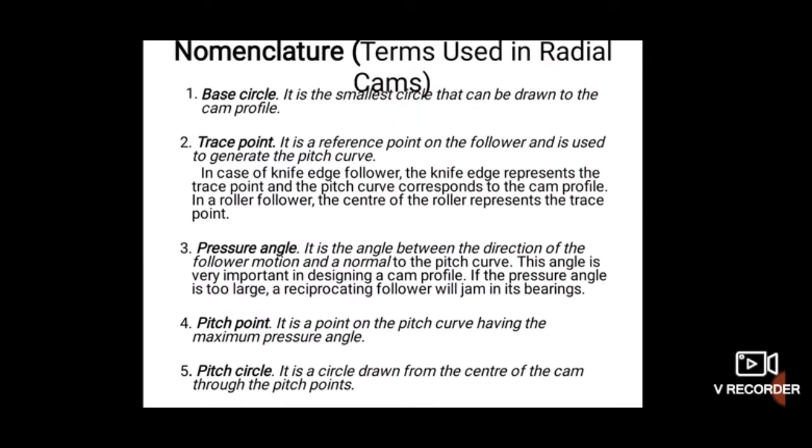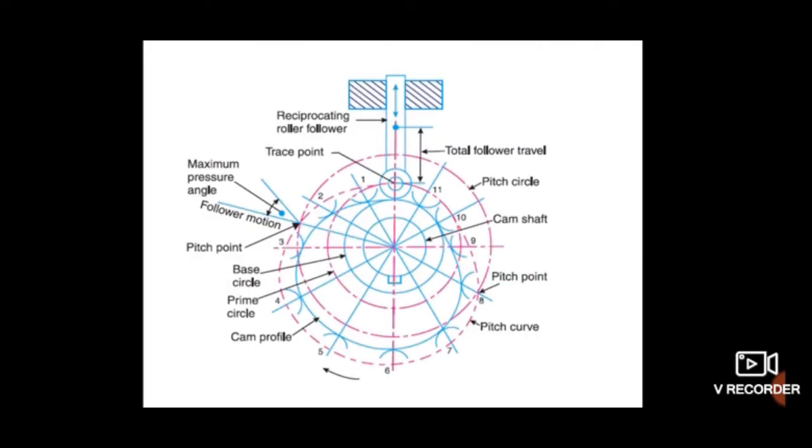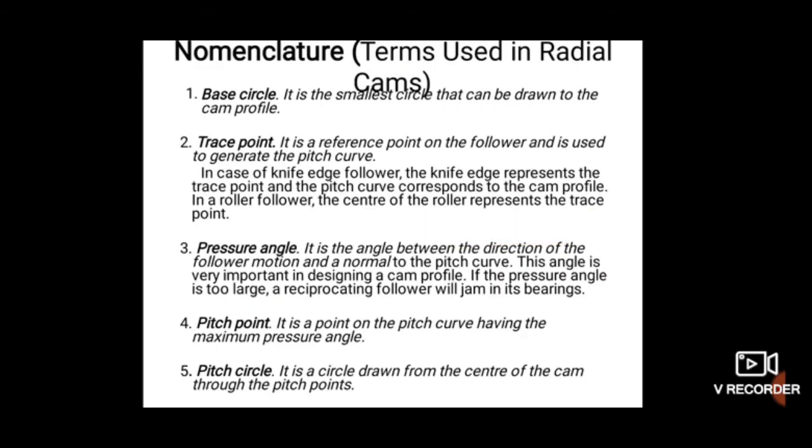Next, trace point. It is a reference point on the follower and is used to generate the pitch curve. So basically trace point is a reference point which is used to generate the pitch curve. Here as we can see in the figure, trace point is the center of our follower. So in a roller type of follower, the center of the roller is our trace point. But in a knife edge follower, the edge of the knife edge follower is our trace point. In case of knife edge follower, the knife edge represents the trace point and the pitch curve corresponds to the cam profile. In roller follower, the center of the roller represents the trace point.